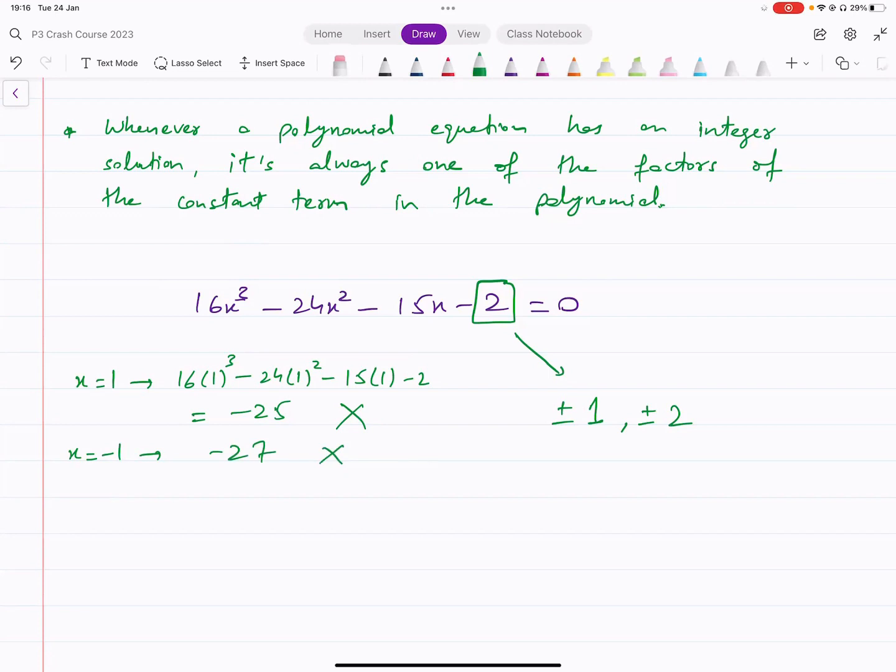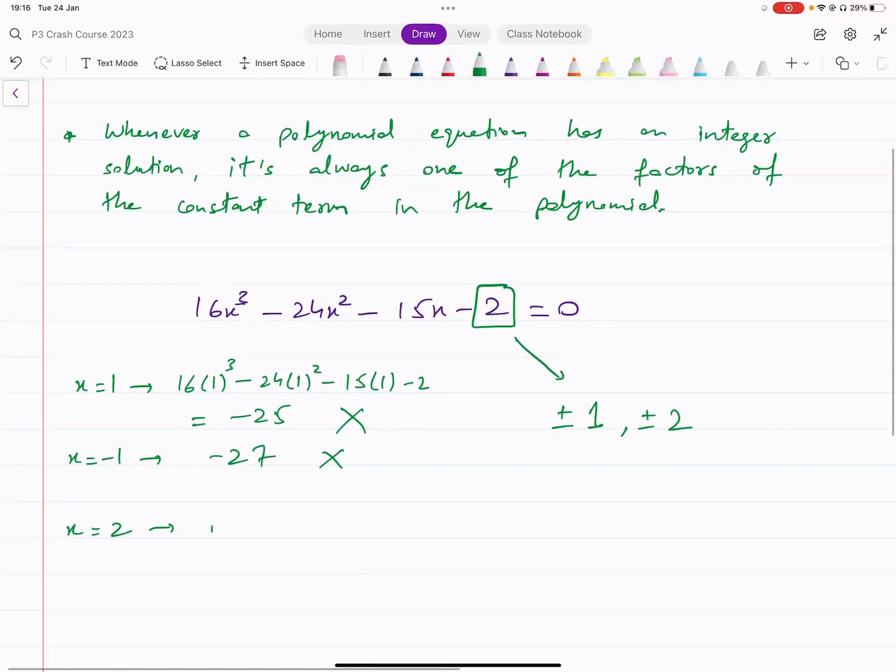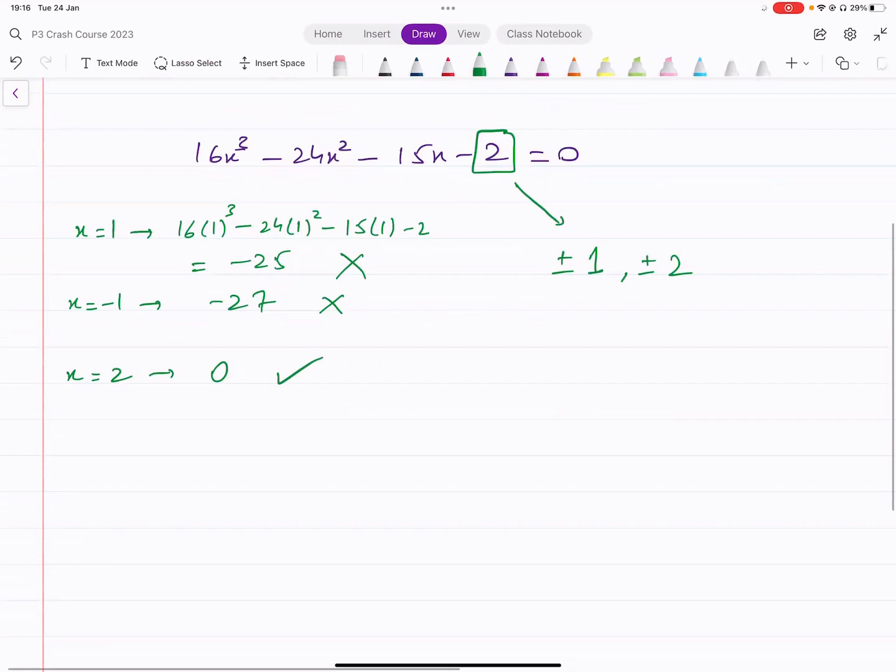Okay, try another number. So next we've got 2, right? We had to try 8 numbers. So we try 2. What does 2 give us? 2 cube. Okay, so we get 0 from this. This satisfies. So that means x equals 2 is a solution of this equation.